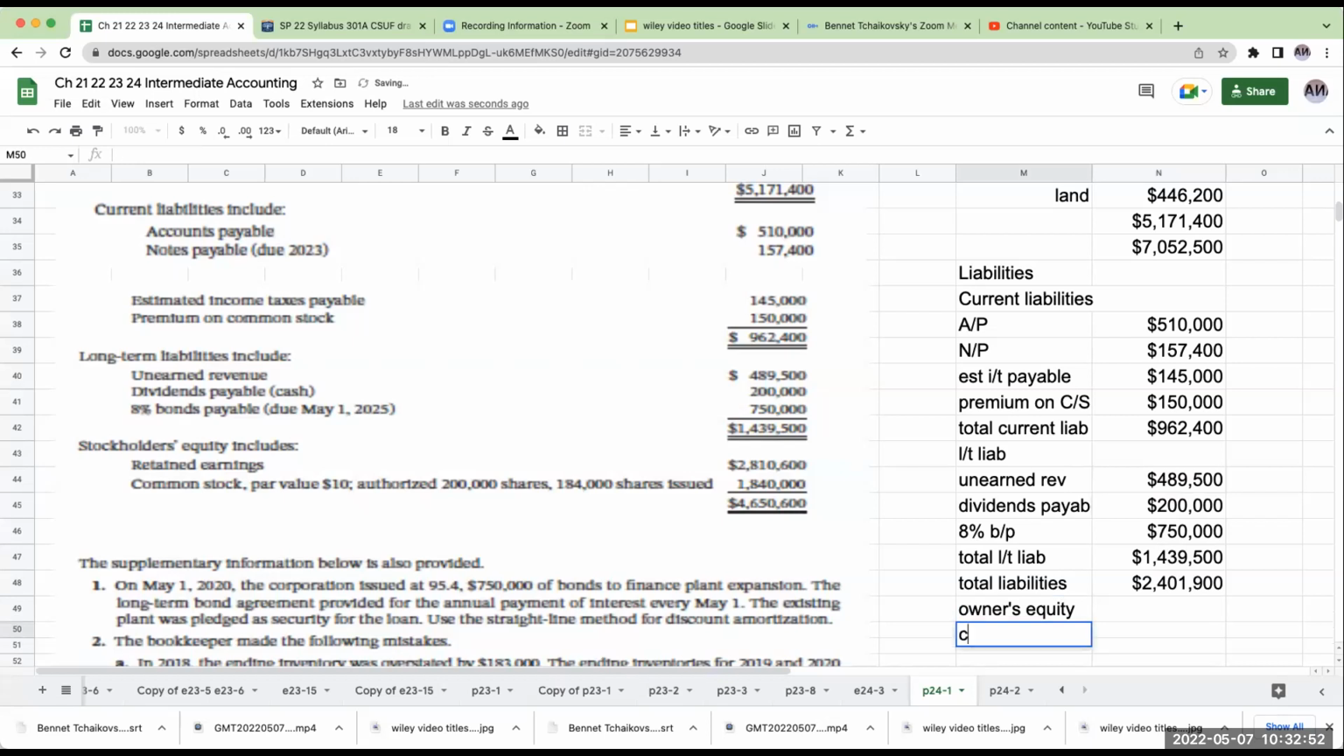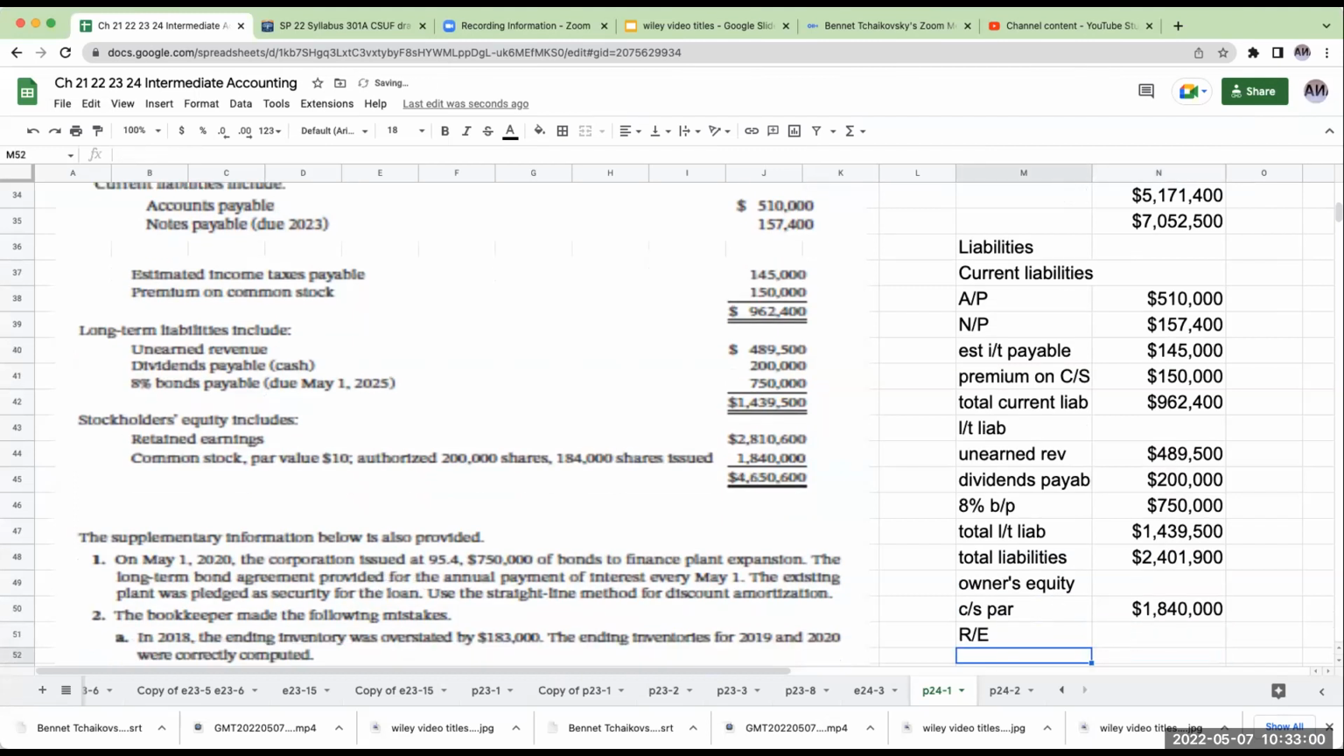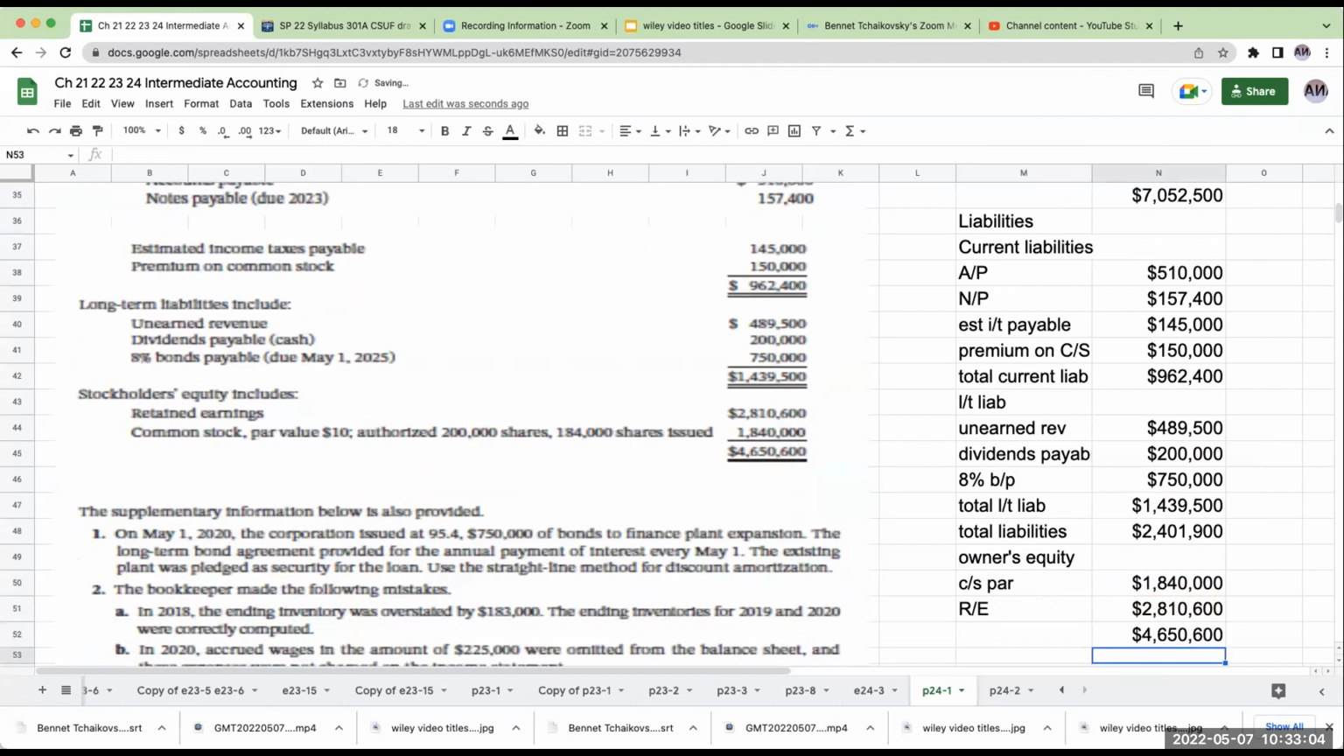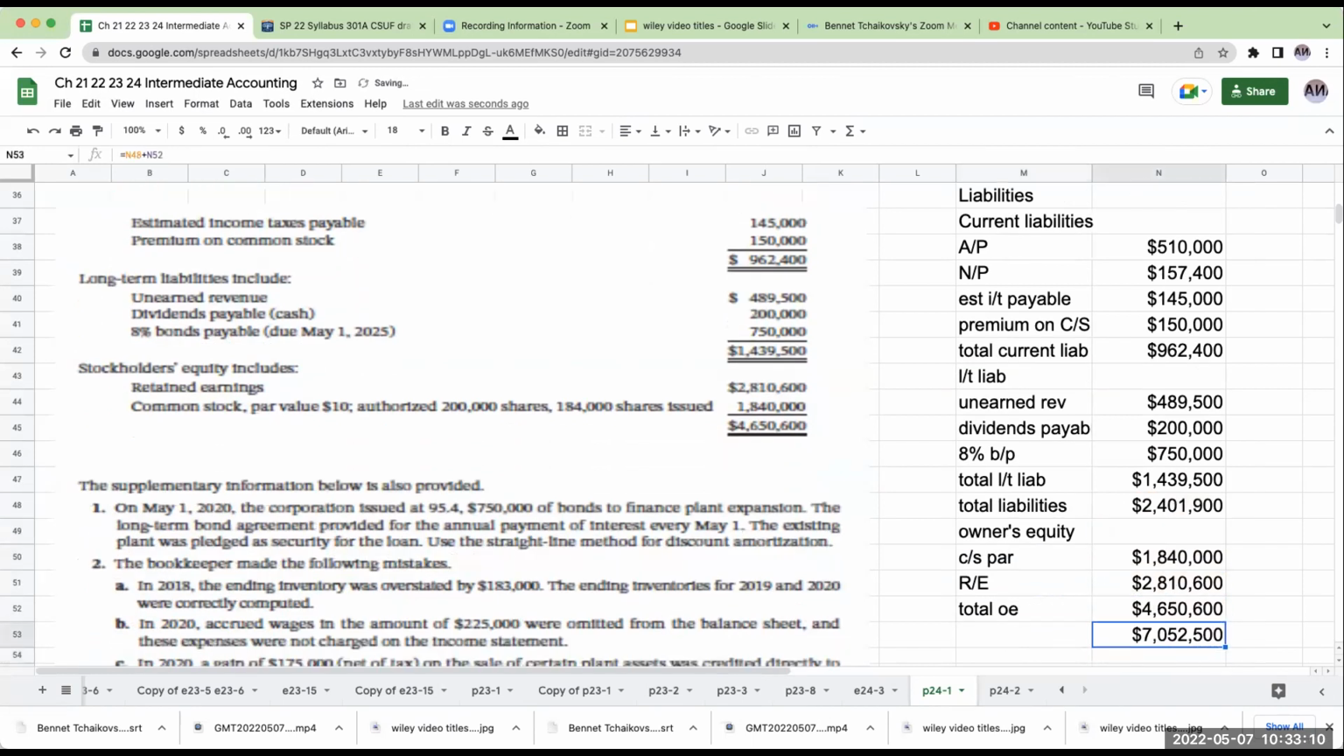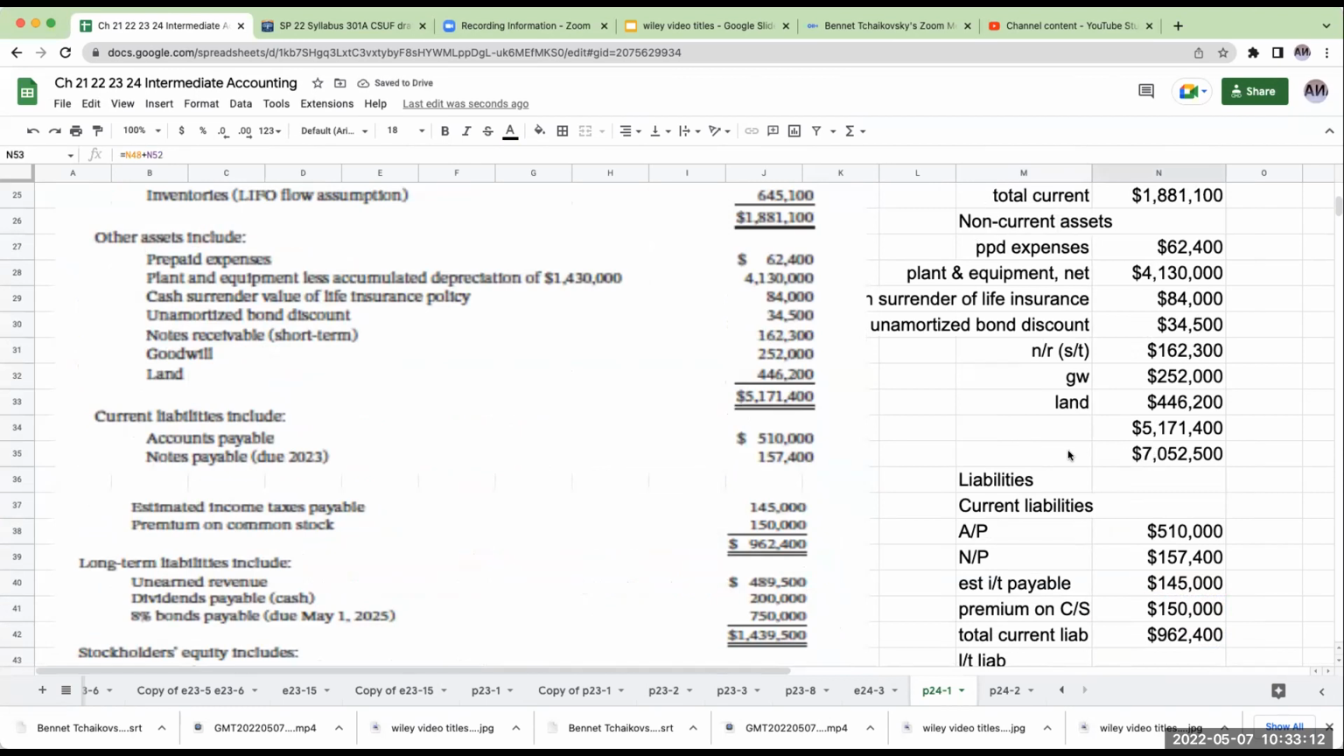We're going to have common stock par 1,840,000, and then we're going to have retained earnings of 2,810,600. When I add up these two amounts here, total owner's equity. So my total liabilities plus my owner's equity, that's how we balance here. So this is my total assets.